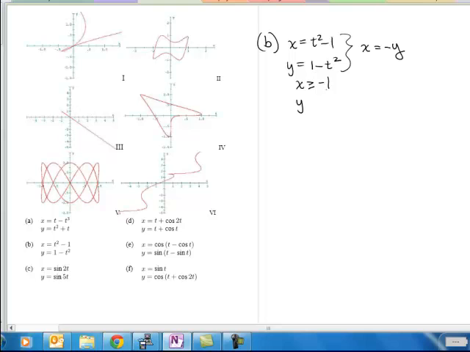So x is always bigger than or equal to negative 1, and y is always going to be smaller than or equal to 1, because I'm subtracting t squared from 1 to get y, right? So noticing those restrictions, x can be anything bigger than negative 1, and y can be anything less than or equal to 1, and noticing that x is equal to the opposite of y makes it clear that graph 3 is the right one here. So we figured out this is B, this is 3.